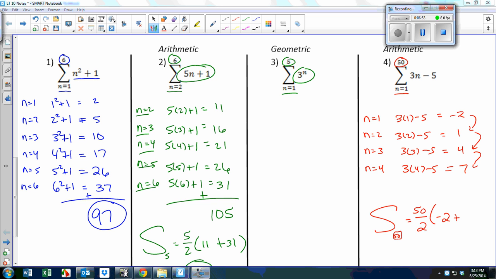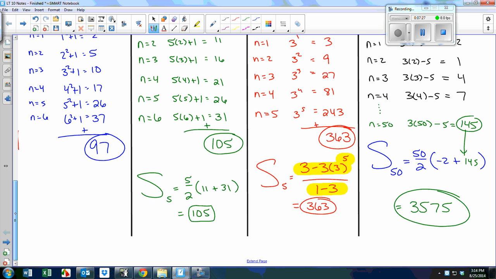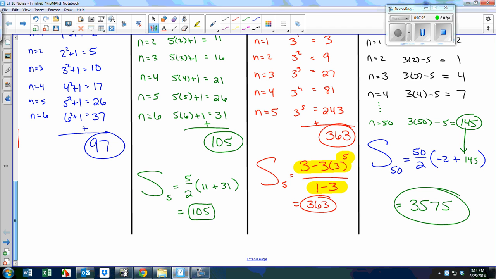Sorry, I had to pause the video. The first term was -2, but now we need the 50th term to go here, and we don't have that. It's not given, but we can find it by plugging n equals 50 into the explicit rule, and get 3 times 50, 150, minus 5, 145. Then we can put that 145 into the formula and finish. That'll be 25 times 143, which will give us 3,575. So that's Learning Target 10, Part 1.